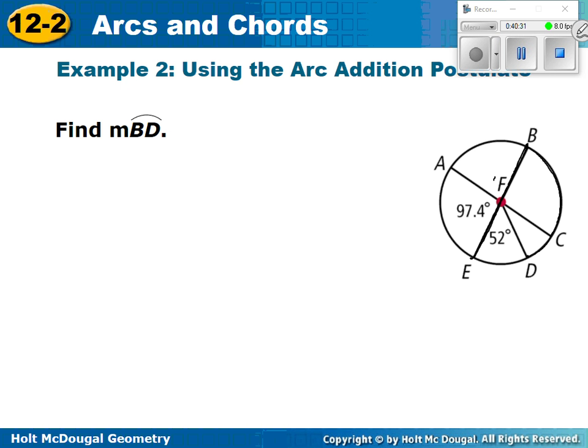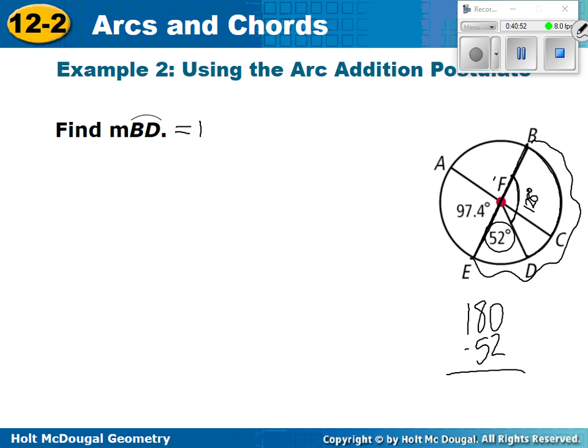And so what would be the measure of this whole arc all the way around from B to E? 180. And since we don't want the 52 degrees, we could just do 180 minus 52. Does that make sense? And so that leaves us with this angle here is 128. So therefore, this arc is 128. Questions on the first one? Okay, go to the next one.